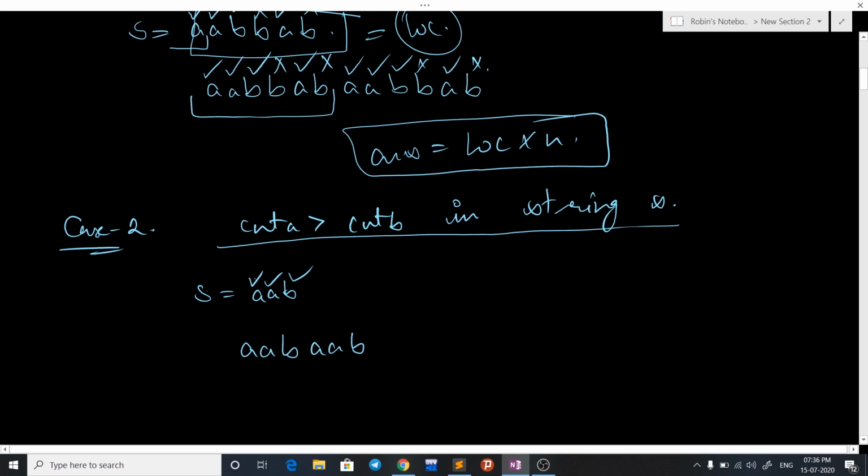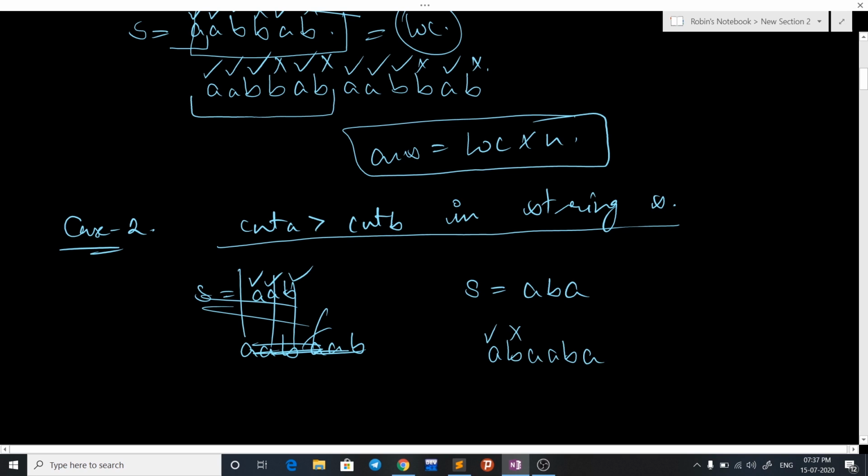Actually I want to show you something. Let's take another S. Let's take S equals ABA. Now let's see what happens if we take S 2 times. So we'll have ABA and ABA. Now we can see that this is a good prefix and this is bad, this is good, good, and here we can see that this is also a good prefix. So the second index, which was earlier a bad prefix, can later become a good prefix.